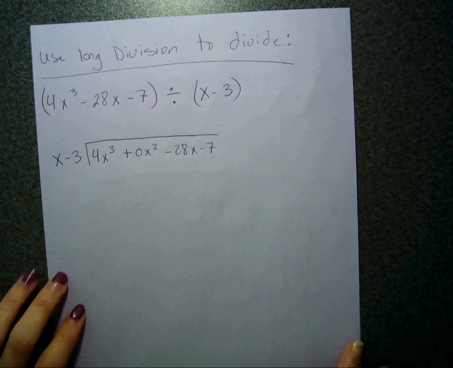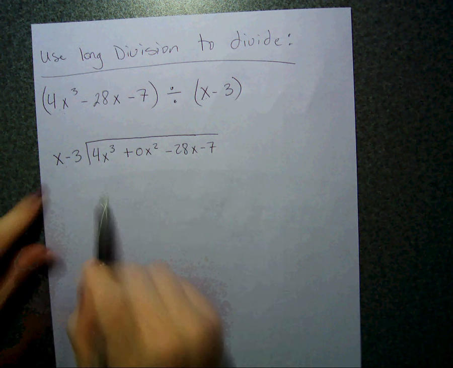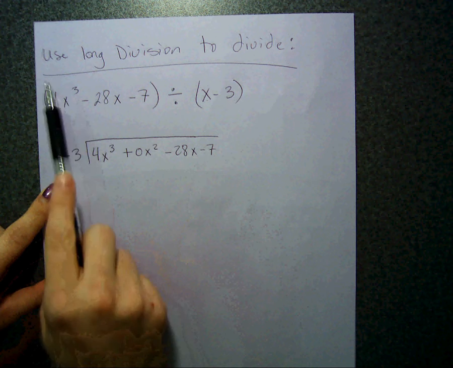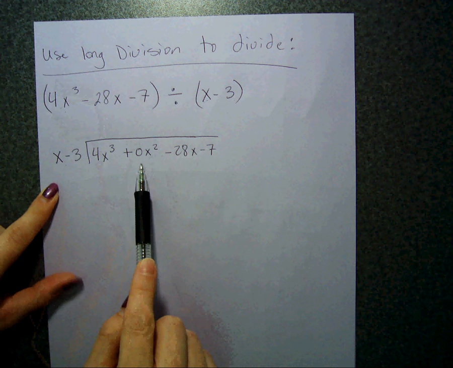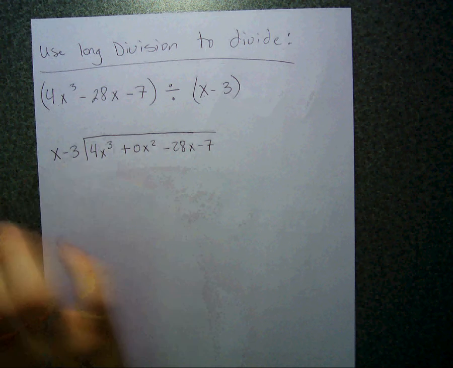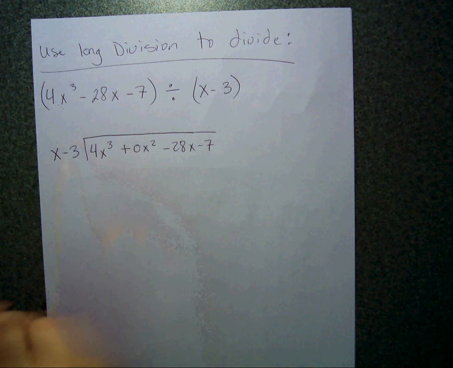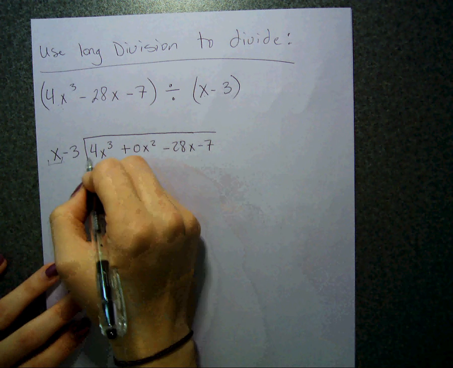Okay, we're dividing 4x cubed minus 28x minus 7 by x minus 3, so I have it set up. In what I was dividing, I was missing x squared, so I put in the 0x squared, the placeholder. All right, so I'm going to start with, kind of disregard the minus 3 for a second. I'm just going to start with my first term on the outside, first term on the inside.